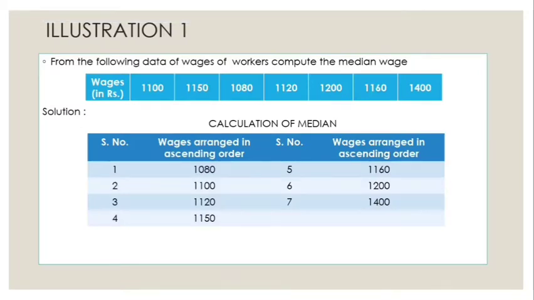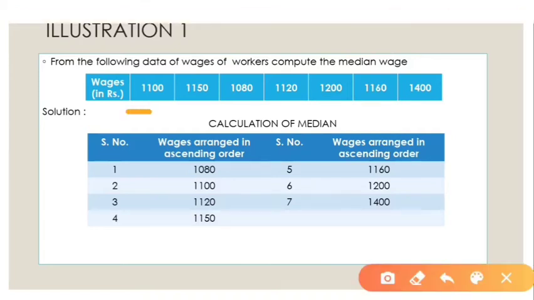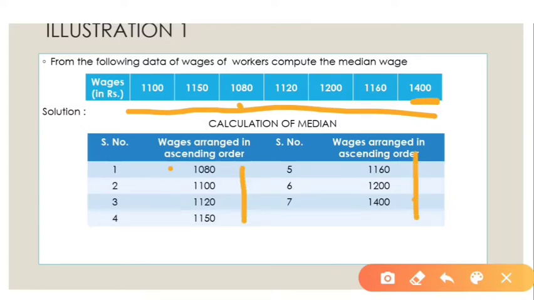Next, here is an illustration given to us. From the following data of wages of workers, compute the median wage. As we have studied earlier, we have to arrange the data in ascending order or descending order. Here we have arranged the data in ascending order. See, the lowest value is 1080, so it is at number 1, and the highest value is 1400, so we have placed it at the last. So this is the ascending order, as you can see.